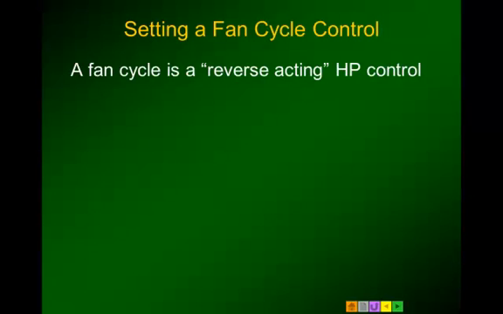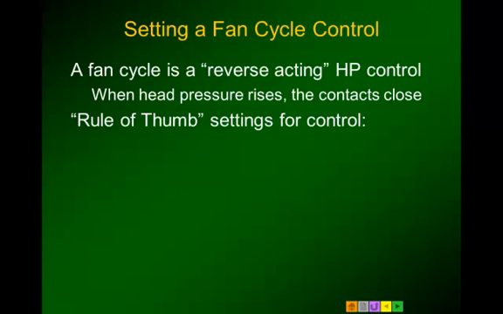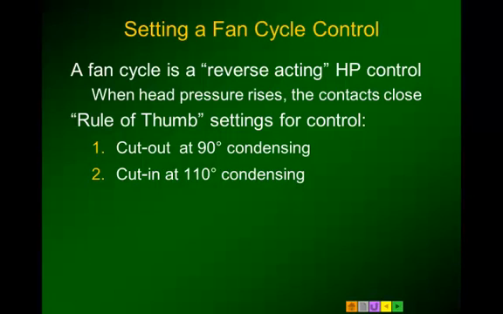Okay, we need to set the fan control so that it operates correctly. And as I mentioned earlier, a fan cycle is a reverse acting HPC. When the head pressure rises, the contacts close, and when the head pressure drops, the contacts open. So here is some rule of thumb for setting the control. You want it to cut out at a 90-degree condensing temperature. You want to cut in at a 110-degree condensing temperature. Cut out at 90, cut in at 110.